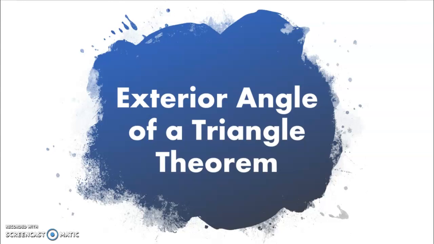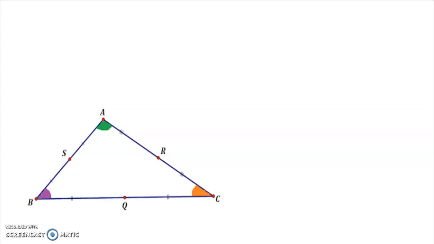Today we're going to talk about a special theorem in math that goes with any exterior angle of a triangle. What do we mean by an exterior angle? Say that we were to take the line segment BC and extend it on past the edge of this triangle. That would create an exterior angle on the outside of the triangle.